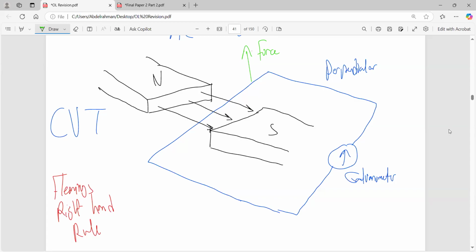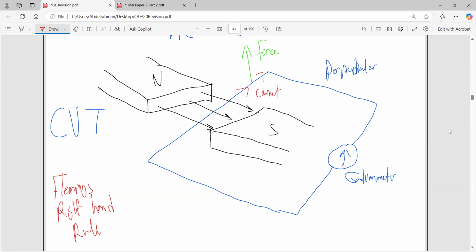How will this current be induced in the wire? Using Fleming's right hand rule, you'd have the North Pole to the South Pole, which is the direction of the magnetic field. Then the force is upwards. Using your right hand rule, again, the force is the thumb, and the middle finger is the direction of the current. You'd find that the current is moving into the page. If the force is upwards, then the current would be moving in this direction. So this is the current.